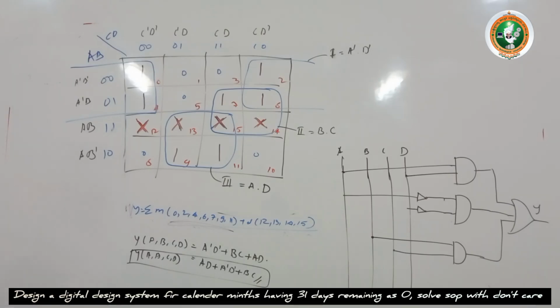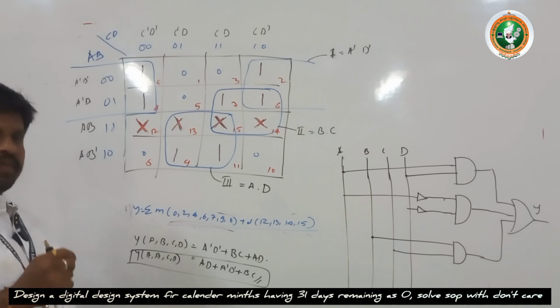Okay, thank you. This is all about the calendar. Okay, calendar example in the month example. A year has how many months? 12 months, they have 12 months.